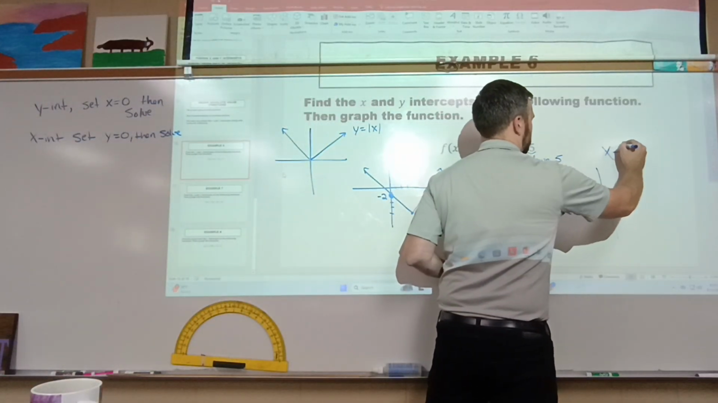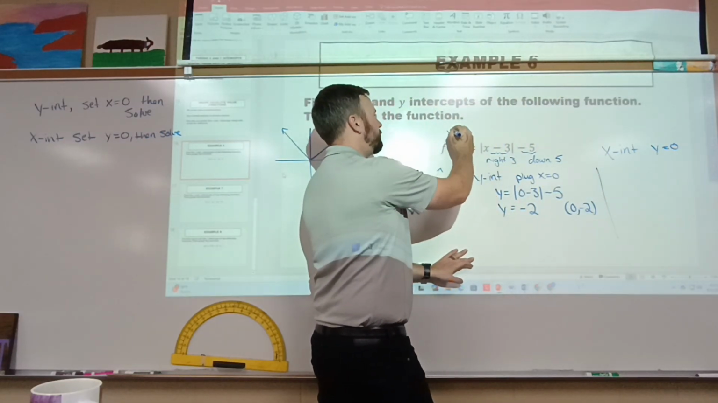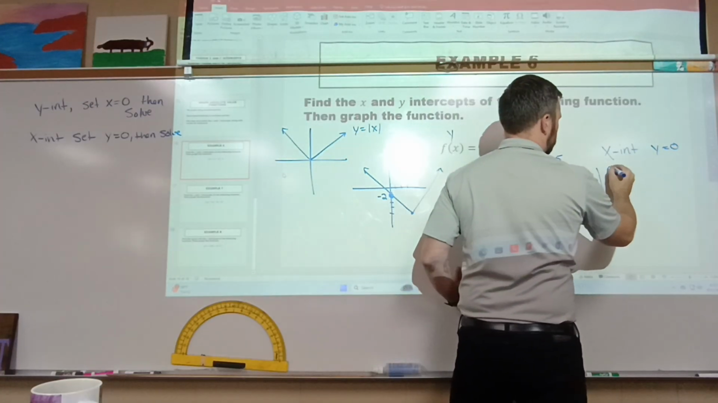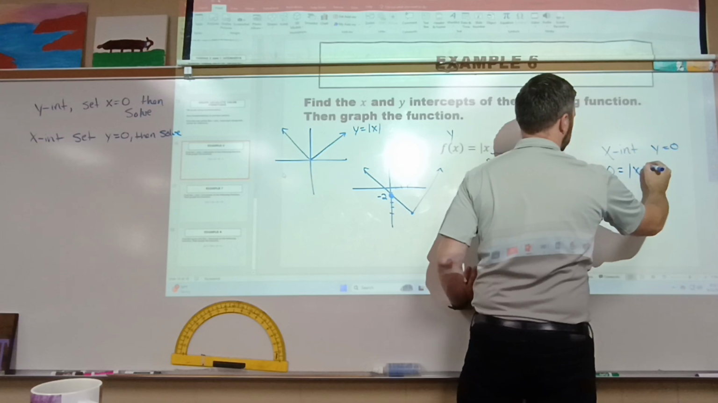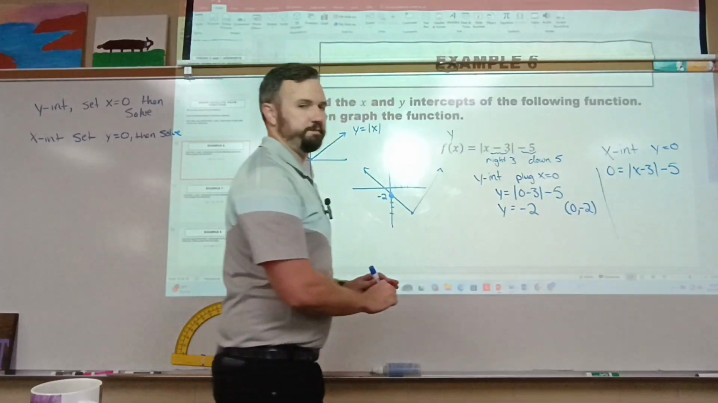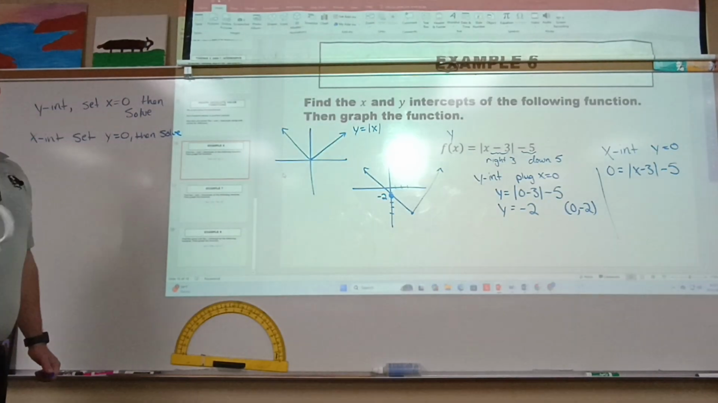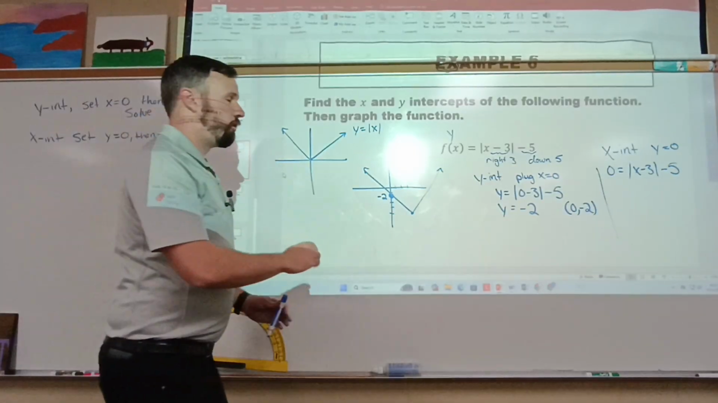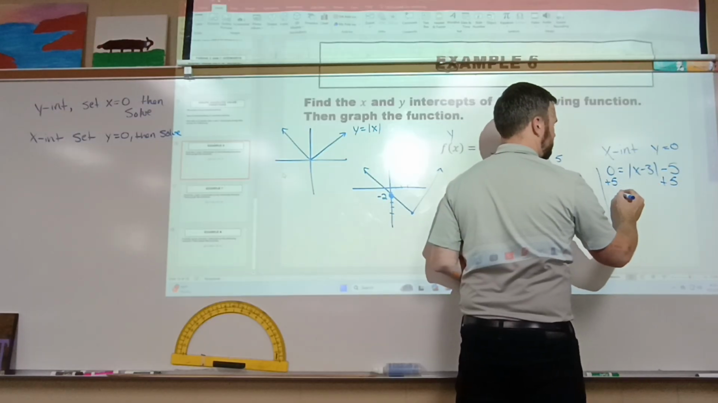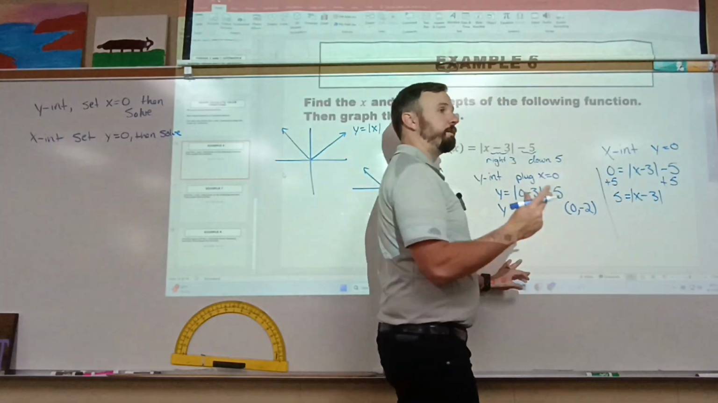For my x-intercept, I'm going to set y equals 0. Remember, f of x and y are the same thing. They're interchangeable. So I'm going to do 0 equals absolute value of x minus 3, minus 5. Add my 5 over, isolate that absolute value, and then set my two equations.